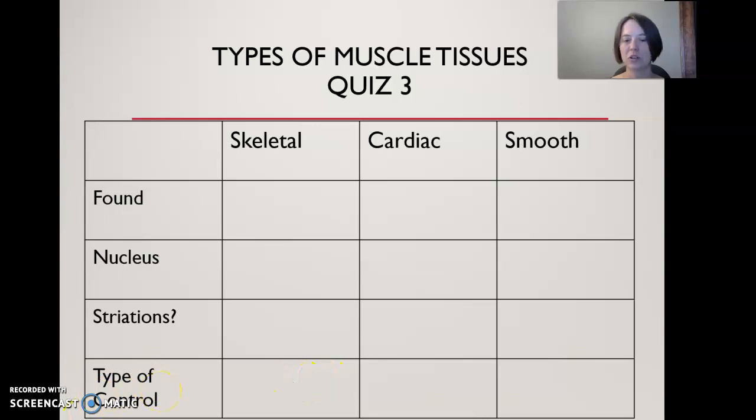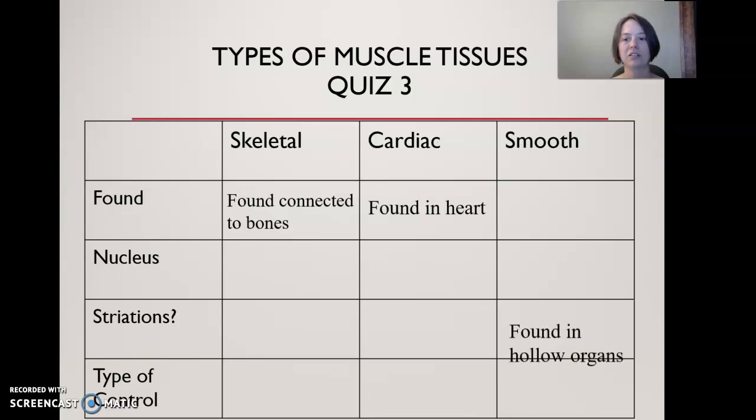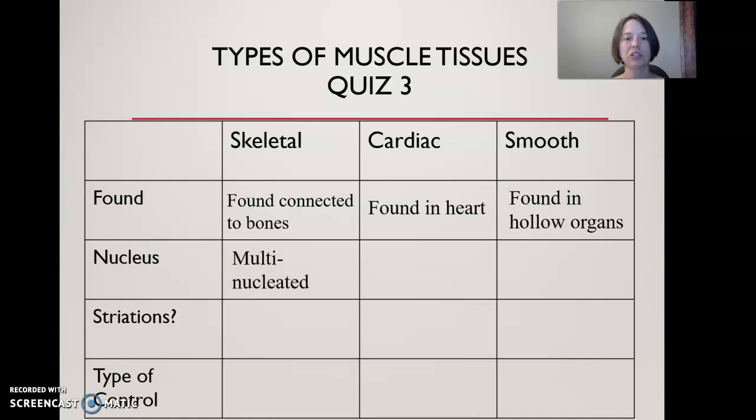Okay, now we're going to correct yours and see how you do. We have skeletal are found connected to bones, cardiac is found in the heart, and smooth is found in hollow organs. So you want to correct those if you don't have the right answers. Nucleus, skeletal is multinucleated, cardiac usually one nucleus, and smooth is one nucleus. Again, you want to correct that.